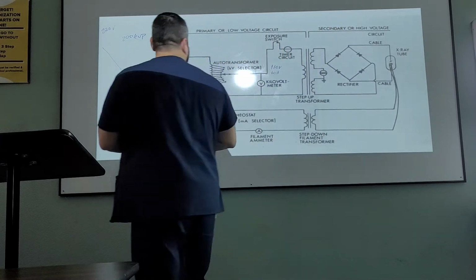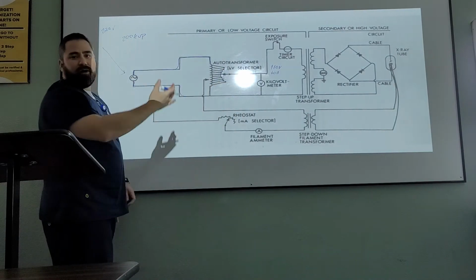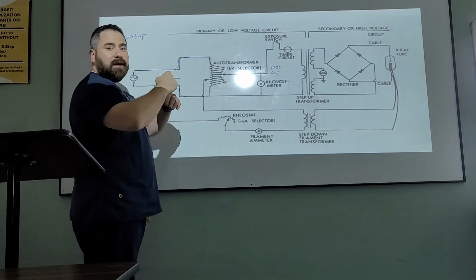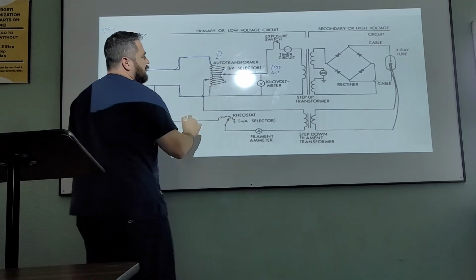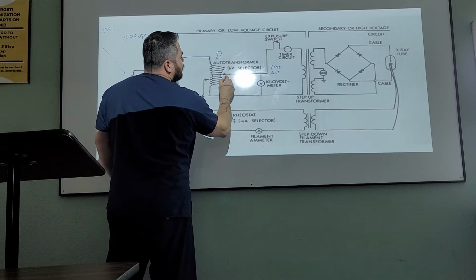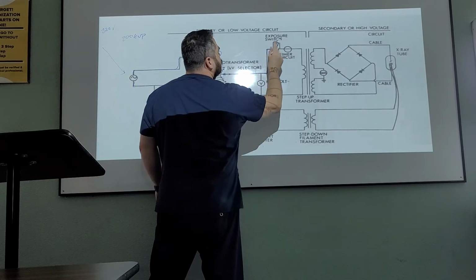Right here is going to be our first point of induction. If you remember from our prior knowledge, induction is the arcing of that electricity. So we've got induction number one here. That KVP is selected, and it's going to come in and move around here.